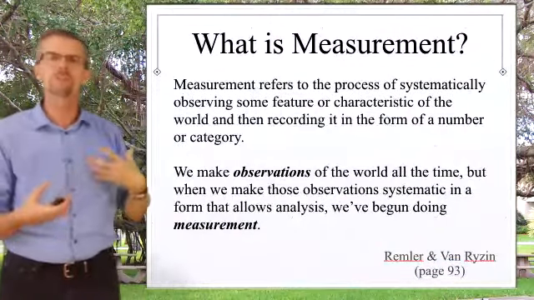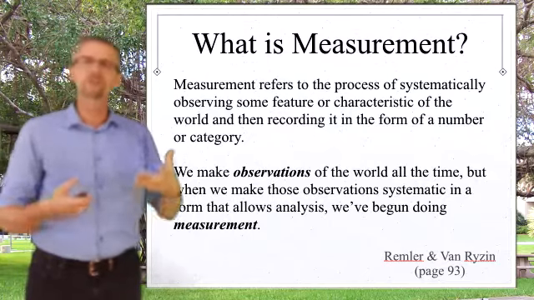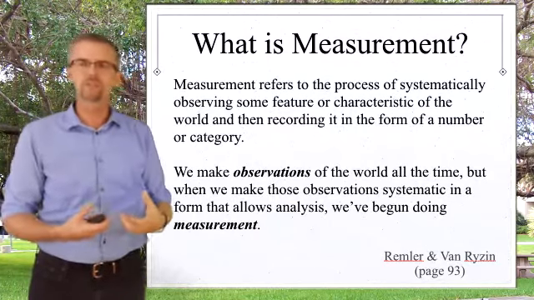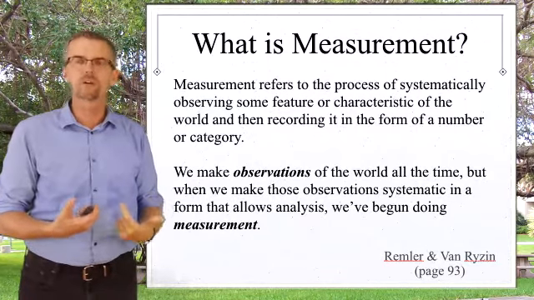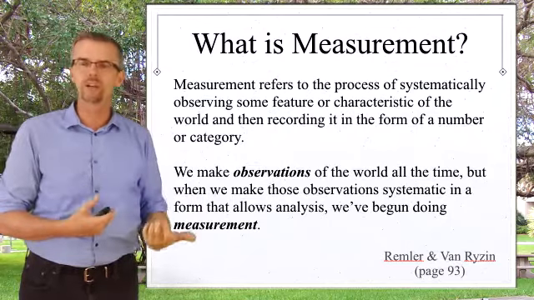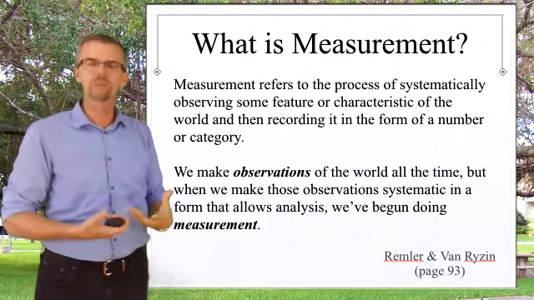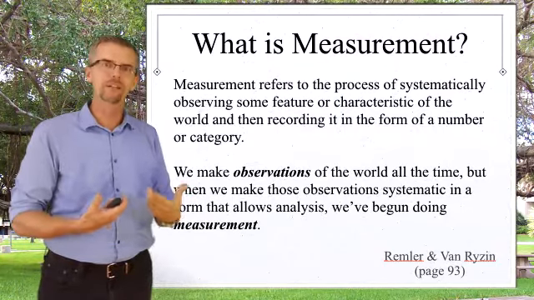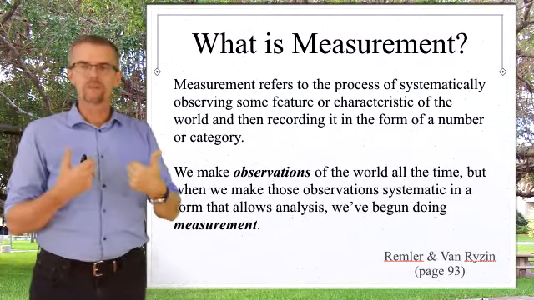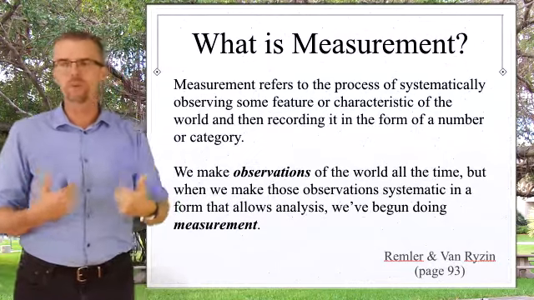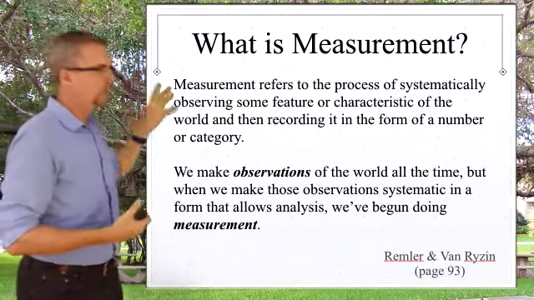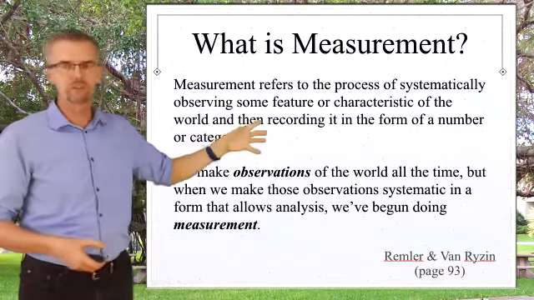So what is measurement? Measurement refers to the process of systematically observing some feature or characteristic of the world and then recording it in the form of a number or a category. We make observations of the world all the time, but when we make those observations systematic in a form that allows analysis, we're doing measurement. So observing and measuring are very, very different things.